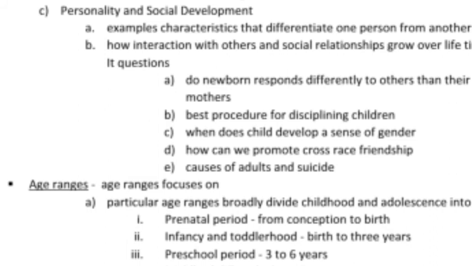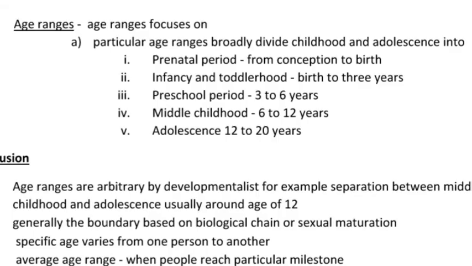Now another field of the scope of child development is age ranges and individual differences. In age ranges, child developmentalists try to focus on particular age ranges. Those particular age ranges are broadly divided into childhood and adolescence. Childhood and adolescence is further divided into, number one, the prenatal period. The prenatal period belongs from conception to birth.